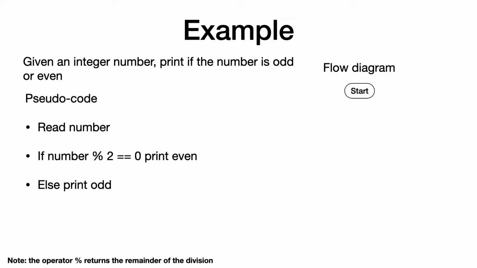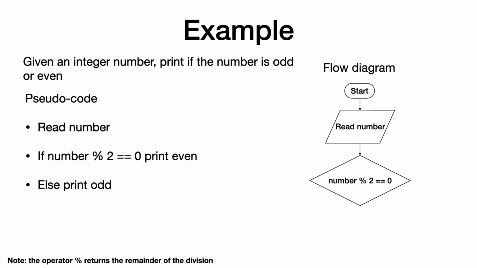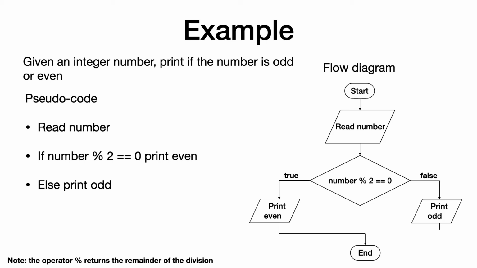Let's check now the flow diagram. We use the symbol start to indicate that we are going to start the algorithm. Then we read the number. We use the symbol for the conditional, and the condition in this case is number percentage 2 equals 0. This is also read, in most programming languages, as number mod 2. If this condition is true, then we print that the number is even and we finish. If the condition is false, then we print that the number is odd and then we finish.